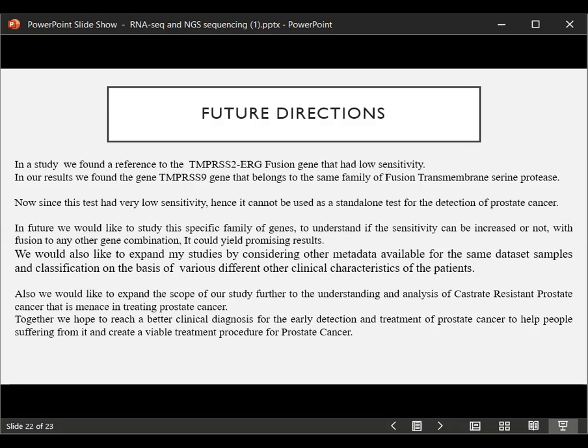And together, as I said, we hope to reach a better level of clinical diagnosis and early detection for prostate cancer patients. And we hope that our studies could be useful for the clinicians to devise new methods of finding novel biomarkers.